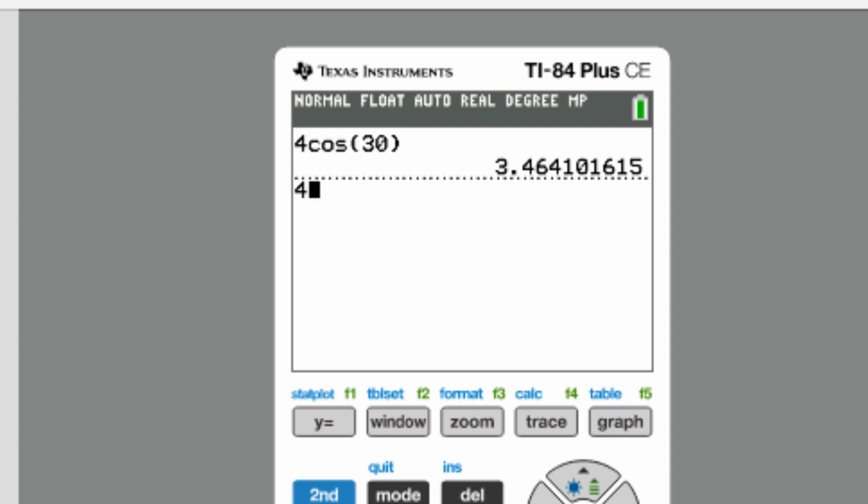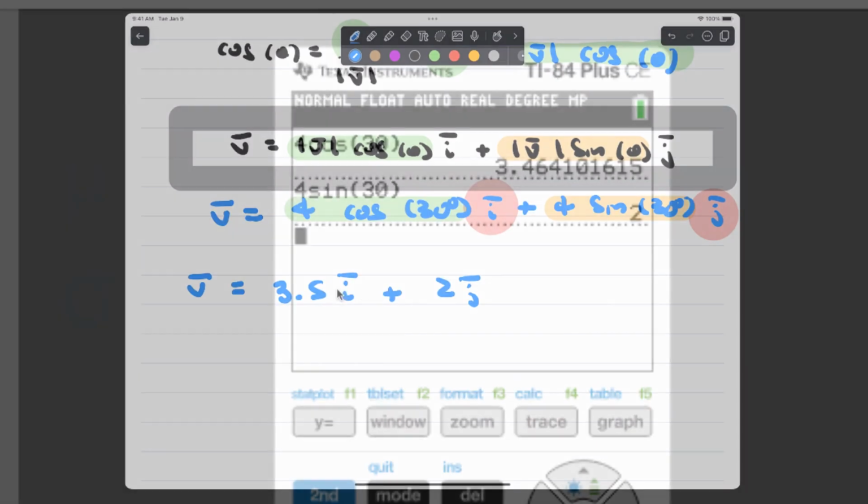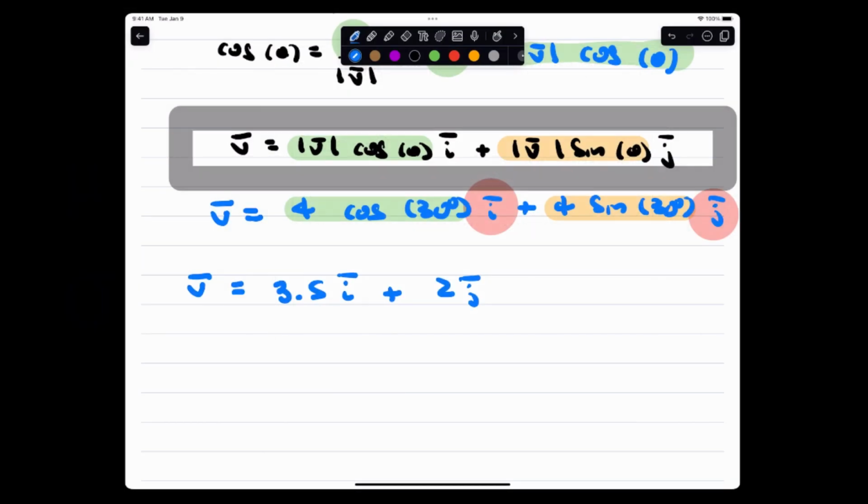And then we need 4 sine 30. What's that going to be? Let's go to the tenths here. You guys ready? So the first vector, the horizontal component's going to be, to the nearest tenths, 3.5i. And then what is 4 sine 30? That is 2j. So let me point this out to you, the details.